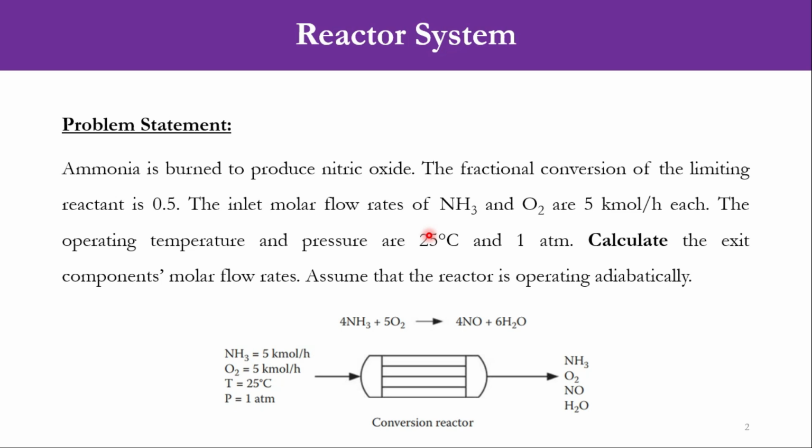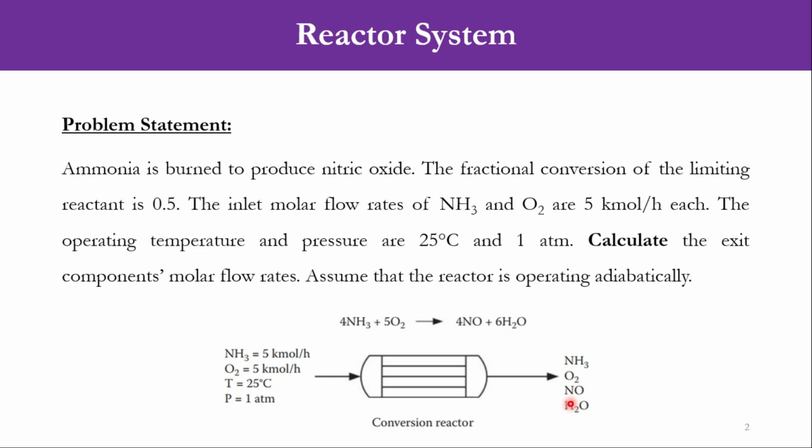This is the flow diagram: 5 mole per hour of ammonia and 5 mole per hour of oxygen at a temperature of 25 degrees centigrade and pressure of 1 atm are fed to this conversion reactor, or in Aspen Plus language we can say a stoichiometric reactor, where this reaction takes place: 4 moles of ammonia react with 5 moles of oxygen to produce 4 moles of nitric oxide and 6 moles of water. And in the product, we get unreacted ammonia, unreacted oxygen, produced NO, and produced water.